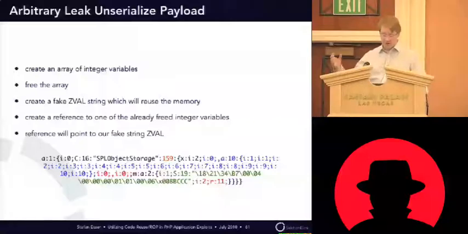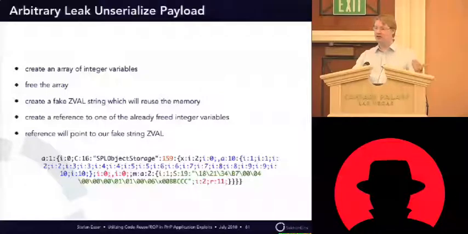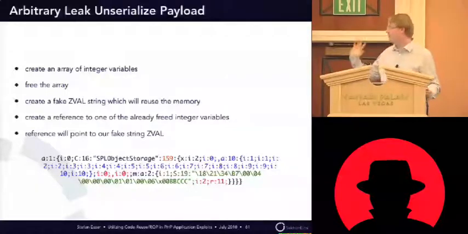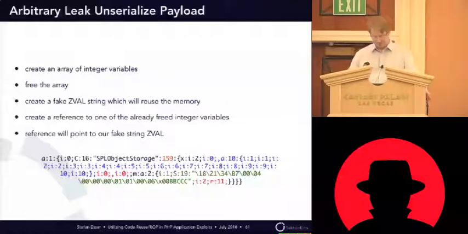And now you put up your fake set val, and because of the memory cache, it will be allocated in the same spot of one of the previously integer variables. And when you then create a reference to the right slot of the freed variables, you suddenly have PHP believe that there's a string in memory at the data you supplied.